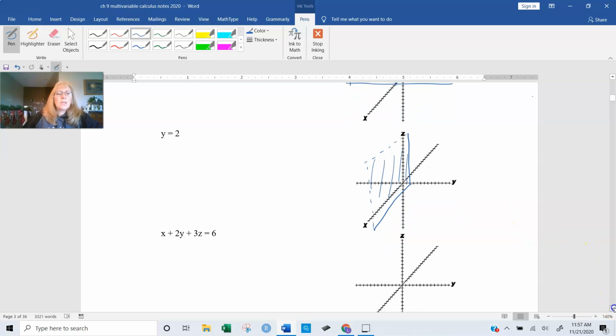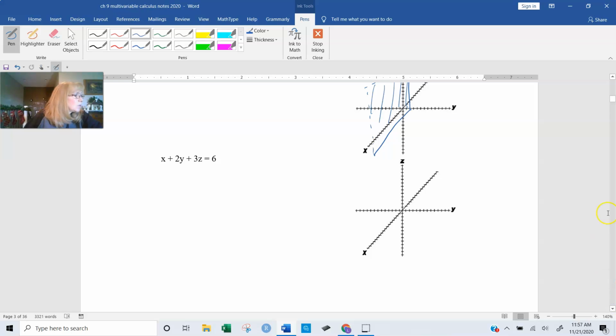All right, last one. Actually, probably the easiest to draw out of them all. So we want to find the x-intercept. You let y and z be 0, so x equals 6. So your first point is at 6.